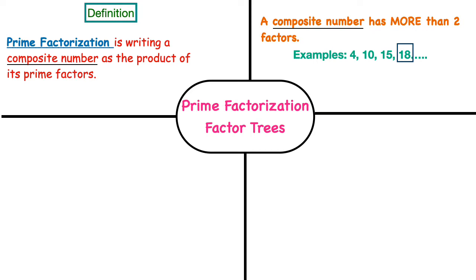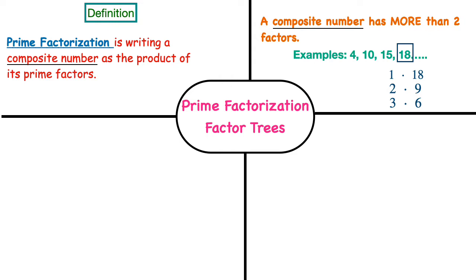18 is a composite number because, as you will see in a minute, 18 has more than two factors. I can get 18 by doing 1 times 18, but I can also get it by doing 2 times 9 and 3 times 6. All of these numbers listed below are factors of 18. And as you can see, there are 6 factors of 18, which is more than 2. So 18 is a composite number.